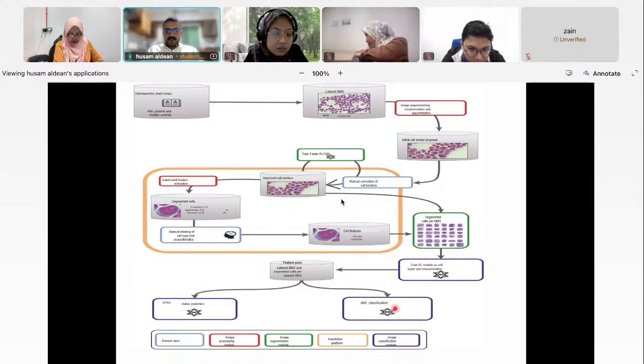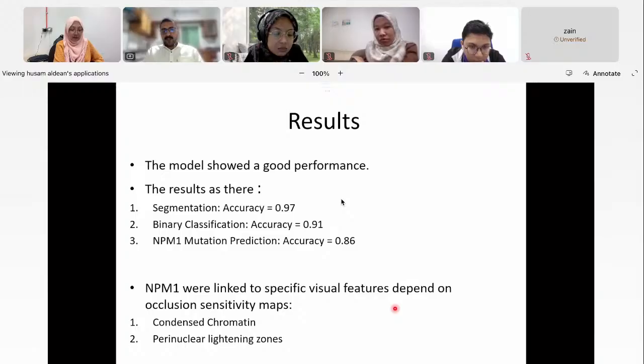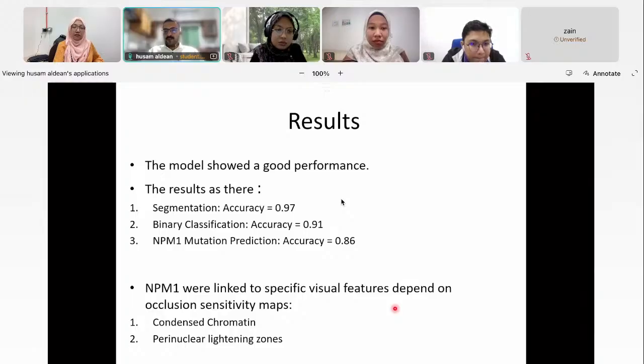in these samples. So what are the results, or what is the accuracy of these models? Is it good performance or not? Definitely it is good performance and a robust model, with a segmentation accuracy of 0.97, a classification accuracy of 0.91, and 0.86 for the NPM1 mutation prediction.